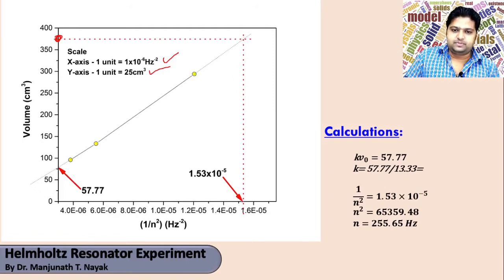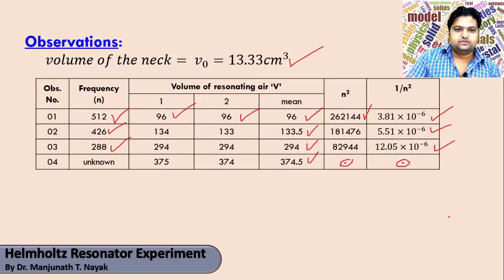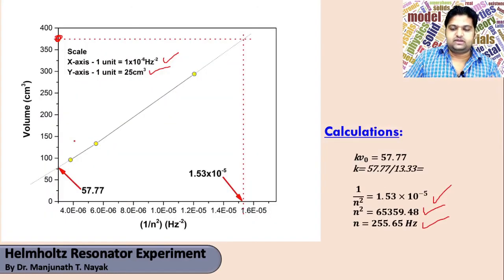So what will happen? The intersection point will give you 1 upon n square. That's here. 1 upon n square is found to be 1.53 into 10 raised to 5. Find the inverse of that, you get n square. Find the square root of that, you get the frequency. If you remember, the tuning fork that we used for the unknown was much longer than all the others, so obviously it had to be less than 288, and you see we got 255.65 hertz. That shows that we must be correct.